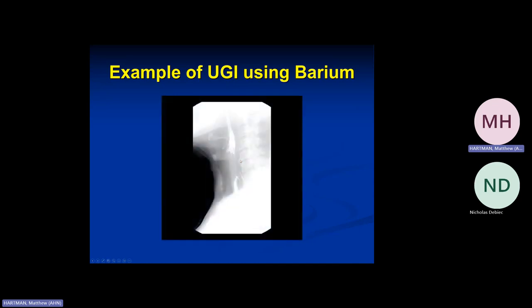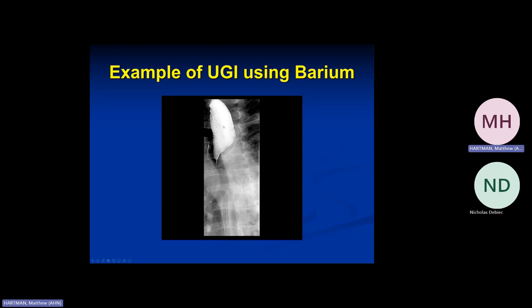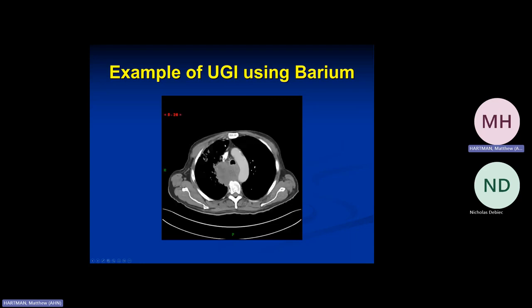Let's see an example using barium. Here's an example from a modified swallow. Barium's going down, nice and radiopaque, going down the esophagus and not the trachea. Here's another example from an esophagram. We have dilation up here. Narrowing, again, remembering the RadPath patterns, narrowing there, upstream dilation.